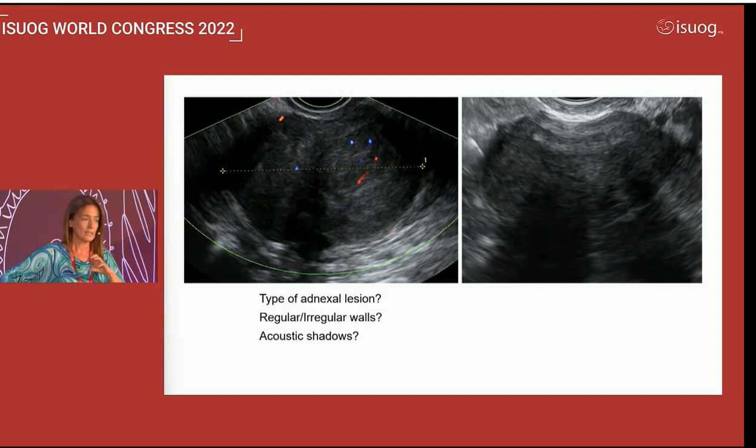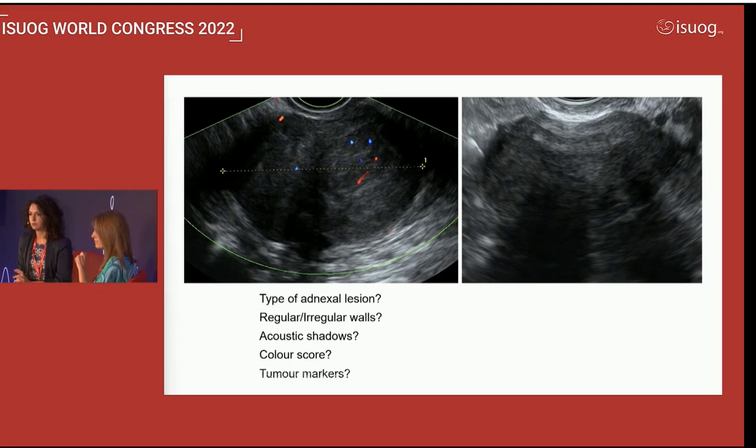Acoustic shadows, yes. So in my report, I will write on the left side, there is a solid mass with these diameters, with regular borders, characterized by the presence of acoustic shadow. Color score, here I would say 2. Yeah, 2, minimal vascularization. I agree. And in order to assess this patient, and assess this lesion, would you request any tumor markers? Would they help?